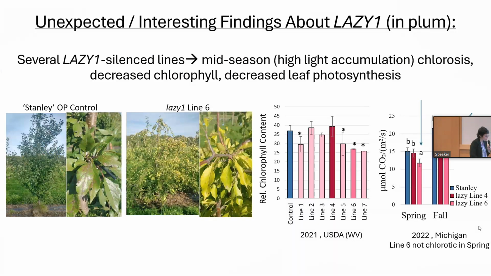There were some unexpected but very interesting findings about lazy in plum. Whether it relates to lazy function in other systems and herbaceous species, it's possible, but it's just not visible in those. One was we saw extreme chlorosis in several of our lazy lines, and this happened kind of mid-season, as if it took a high light accumulation. Very chlorotic, there was reduced chlorophyll, and there was a reduction in leaf photosynthesis.